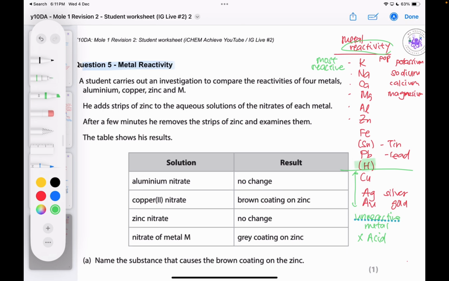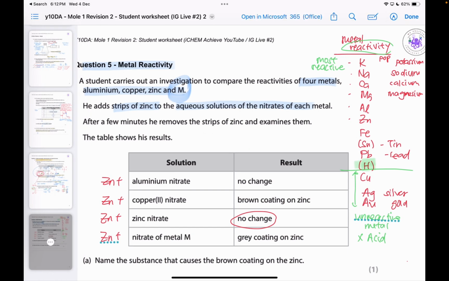Okay, let's go back to the question. The question says that we have got 4 metals, and we've got one metal here whose identity we do not know. We want to add a strip of zinc into the solution of each metal. So how this looks is, just imagine I'm adding zinc into all of them. And you'll see that some reactions have no change, right? And we'll find out why.